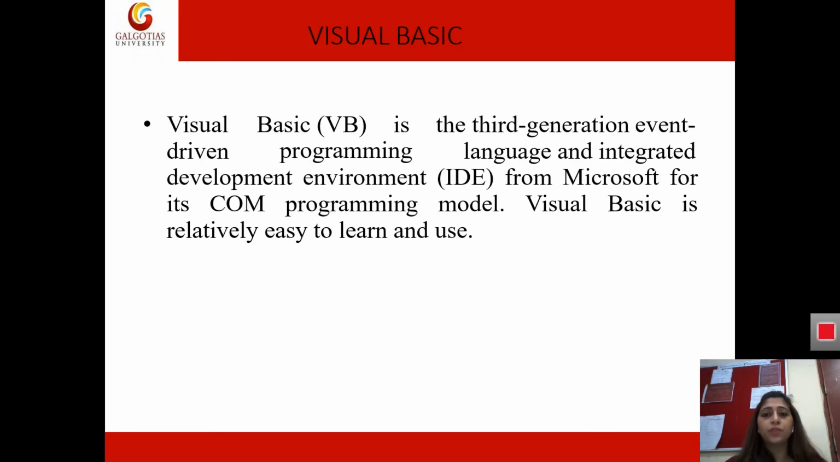Visual Basic is one example of languages that we used in the third generation. It was an event driven programming language, and it had an integrated development environment, the IDE, from Microsoft, and the COM programming model was used. Visual Basic is relatively easy to learn and use. So it is comparatively much easier than other programming languages where we used multiple complex programming models.